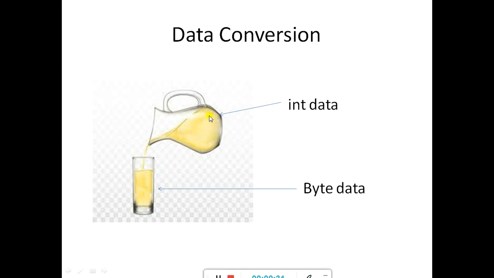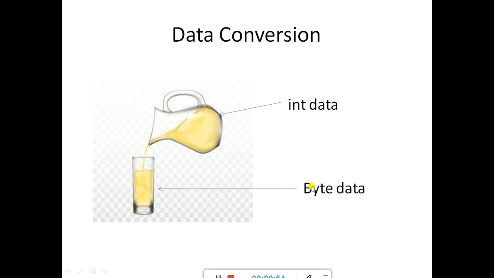Okay. Now, this jar of juice is, for example, an int data type. And you are trying to fill the data which is there inside this int, that is nothing but a juice, into a glass which is of type byte. Okay. Now when you're doing this, maybe some juice will get spilled, so the whole data won't get stored.